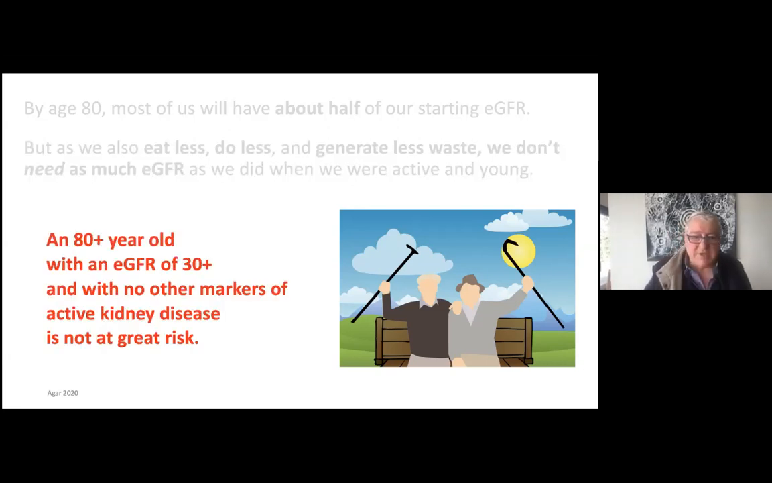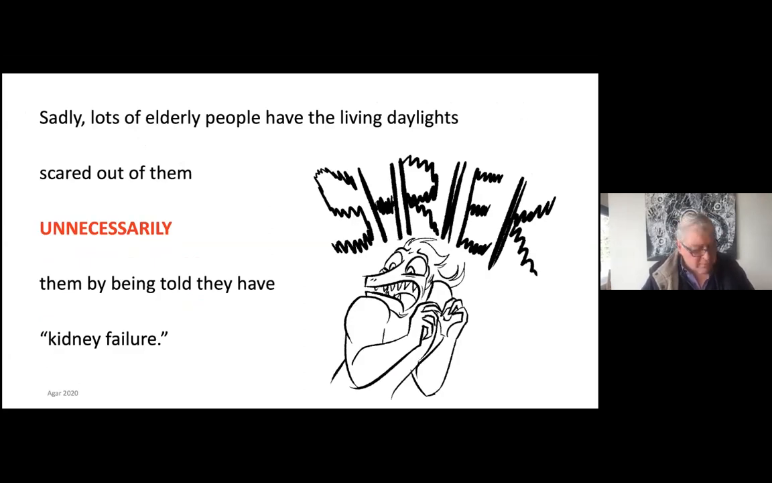So an 80-year-old with an eGFR of 30-plus and with no other markers of active kidney disease is actually not at any significant risk. So we don't get our knickers in a knot over what appears to be a relatively low eGFR in an otherwise well 80-year-old. Sadly, lots of elderly people have the living daylights scared out of them, often unnecessarily, by being told they have kidney failure. We have patients who are 84 or 85, referred in by their general practitioner, or primary care physician, where they've been told they've got kidney failure because their eGFR is 32.